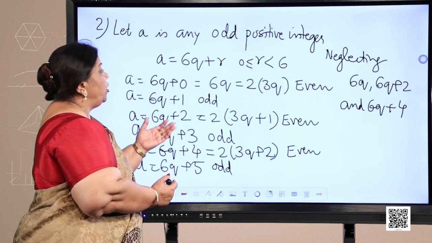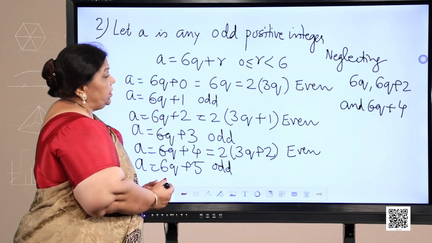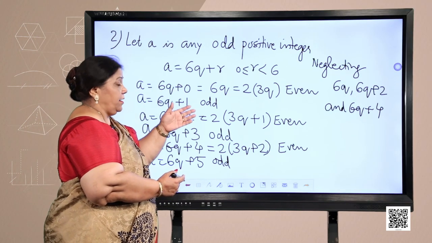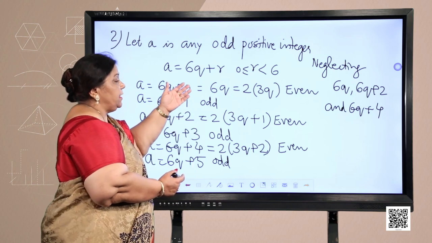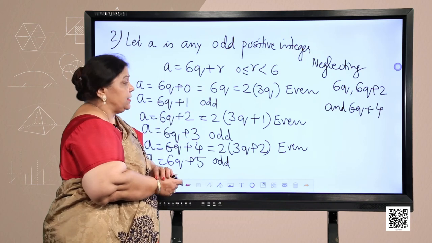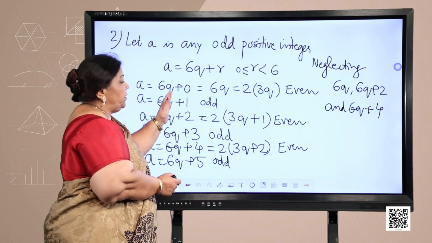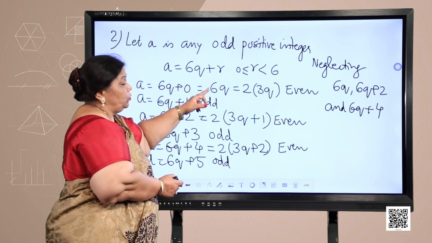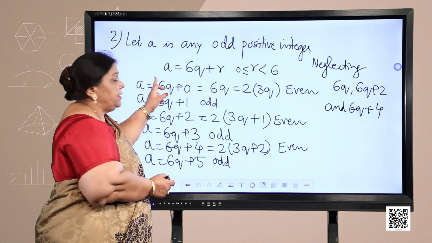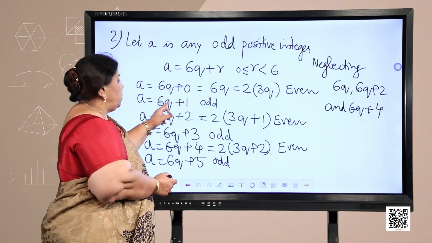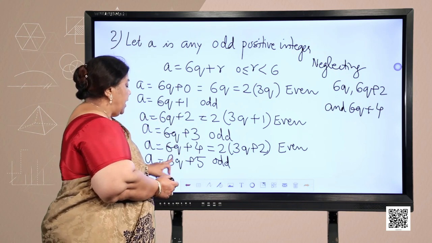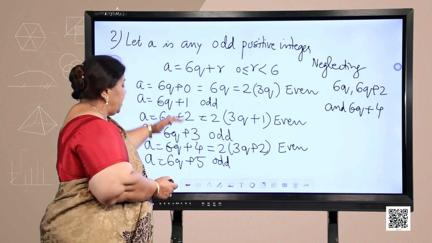Let a be any odd positive integer. Using Euclid's division lemma, I can express a as 6q plus r in this case, and r is obviously greater than or equal to 0 and less than 6, because when you divide by 6, what are the possible remainders? Possible remainders are 0, 1, 2, 3, 4, 5, and thus a can be expressed as 6q plus 0, 6q plus 1, 6q plus 2, 6q plus 3, 6q plus 4, and 6q plus 5. Let us examine each case.